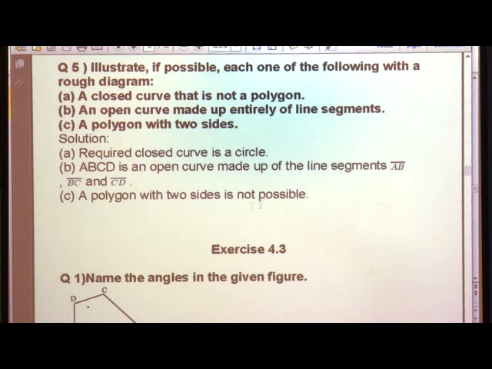A polygon with two sides is not possible. For question C, a polygon with two sides. We have to draw a polygon with two sides. Is it possible? See, if we draw two line segments, can we draw a polygon? No. For drawing a polygon, we require at least three segments. So if we have three line segments, then we can draw a triangle. But a polygon with two sides is not possible. So these were the examples from exercise 4.2.